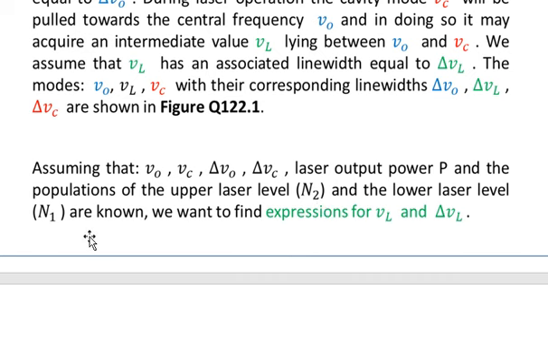So you can consider these two levels as the levels in the quasi 3-level laser system, or as the two laser levels in a 4-level laser system.